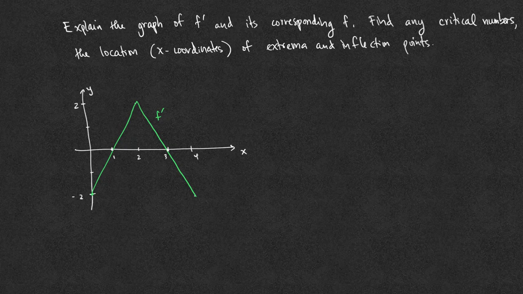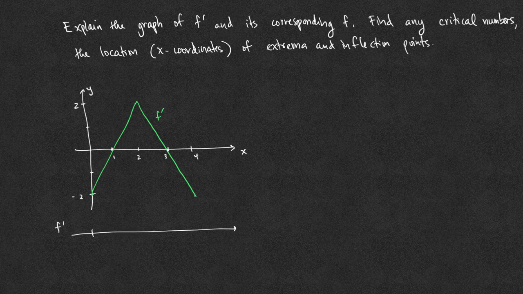Explain the graph of f prime, which is given, and its corresponding f. Find any critical numbers, the location, which are the x-coordinates of any extreme values and inflection points. The extreme values are the local minimum and local maximum. To determine this, we should construct the sign chart to obtain the information about f prime.